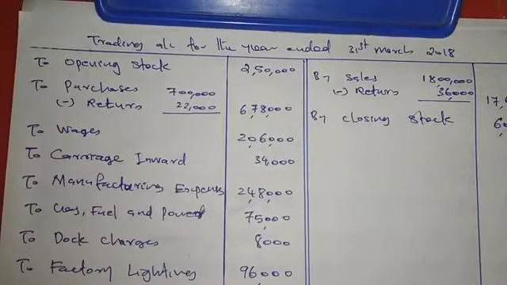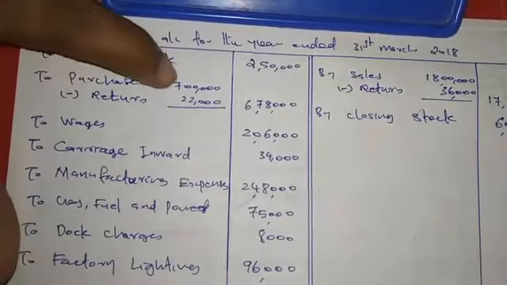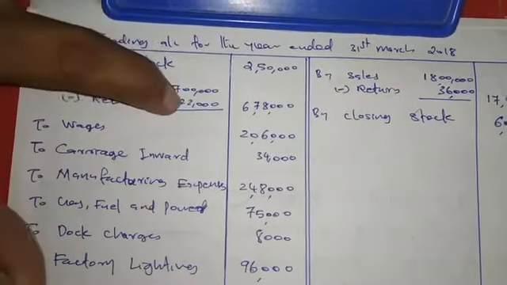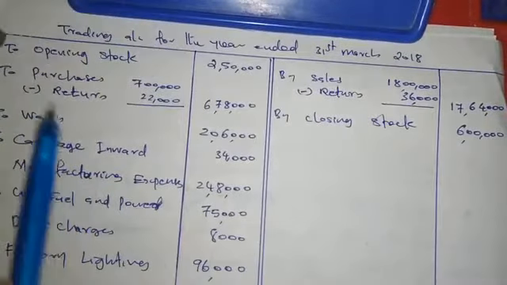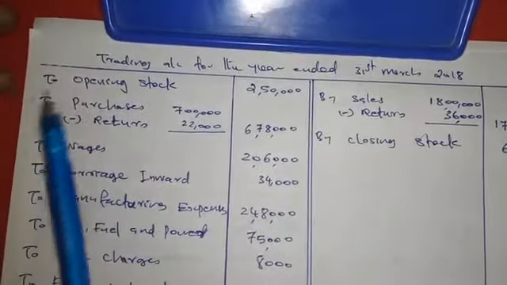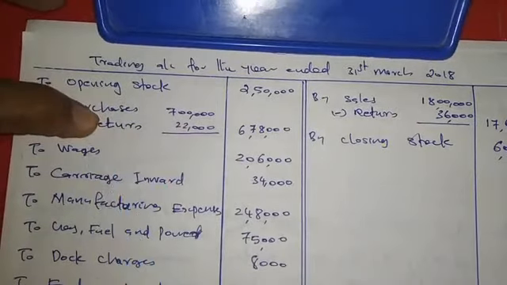The given items I have written. Opening stock is taken on the debit side. Purchases are written in the inner column. Purchase return we subtracted, and the balance amount is written in the outer column. On this side we always have to keep this order: firstly opening stock, then purchases minus purchase return, then all the direct expenses.